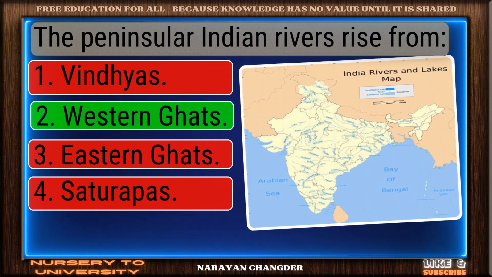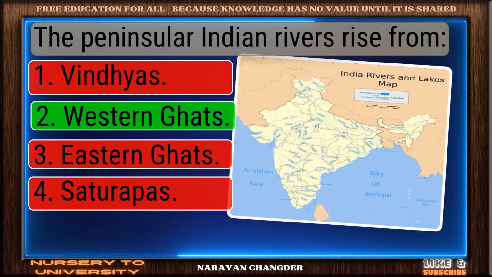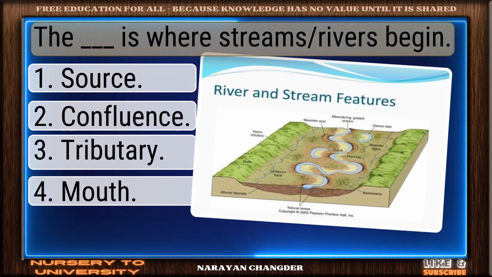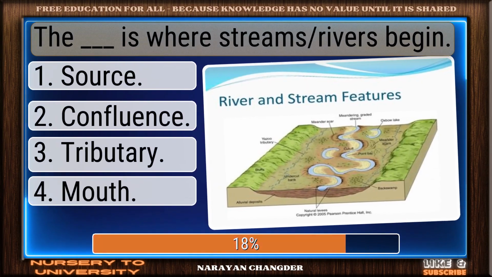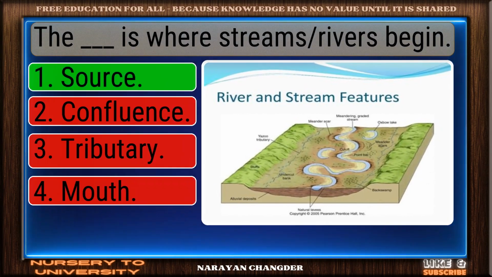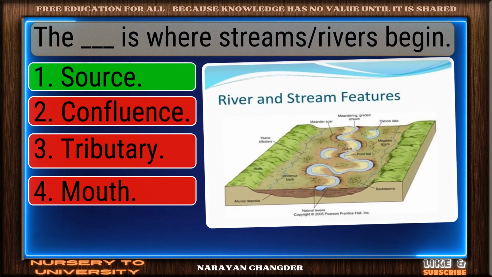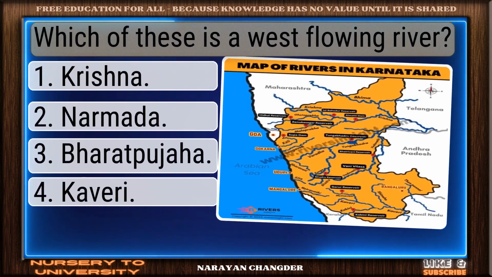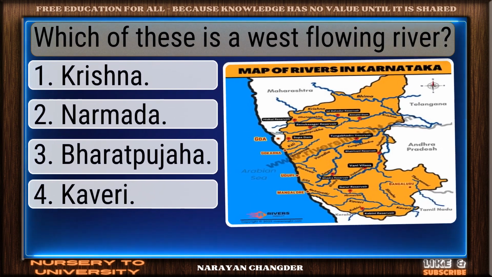Strong choice. Western Ghats is the right answer. Question number 148. The dash is where streams, rivers begin. Great job. Source is the accurate answer. Question number 149. Which of these is a west-flowing river?